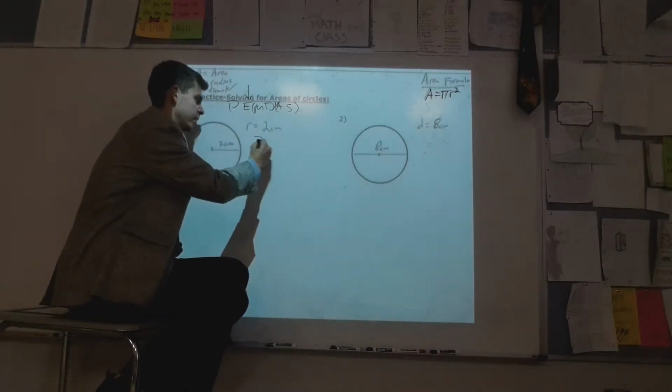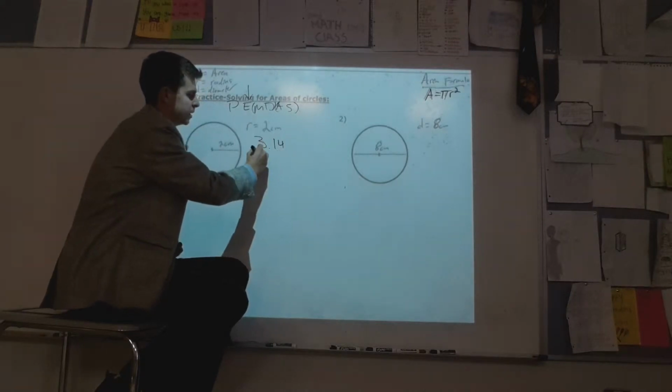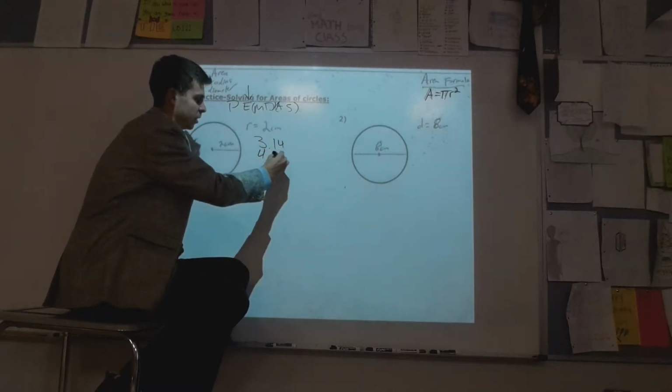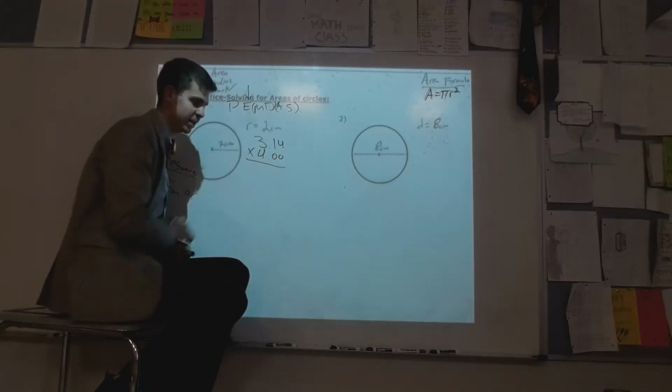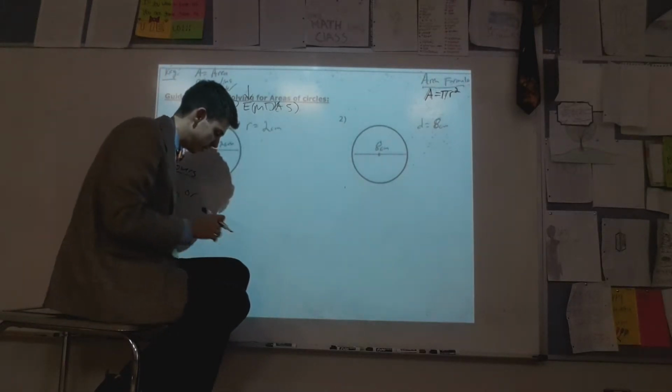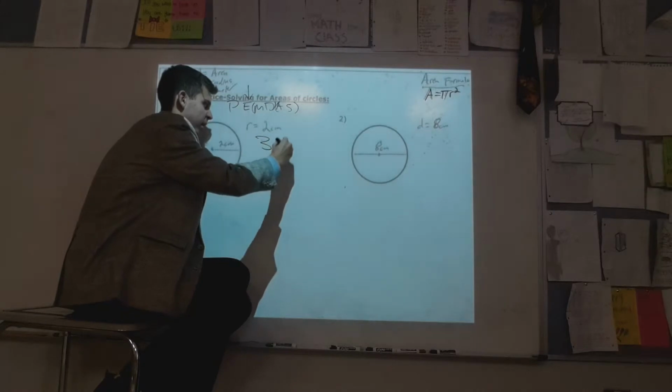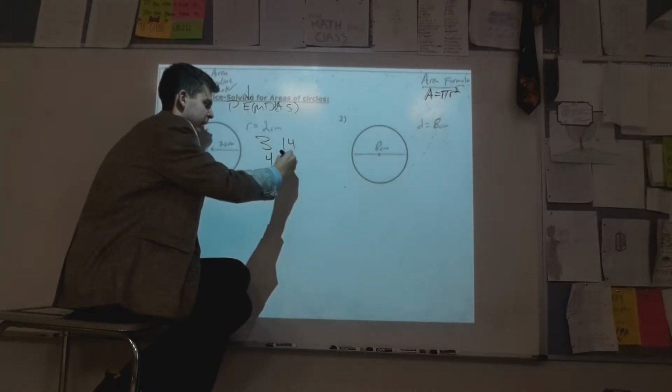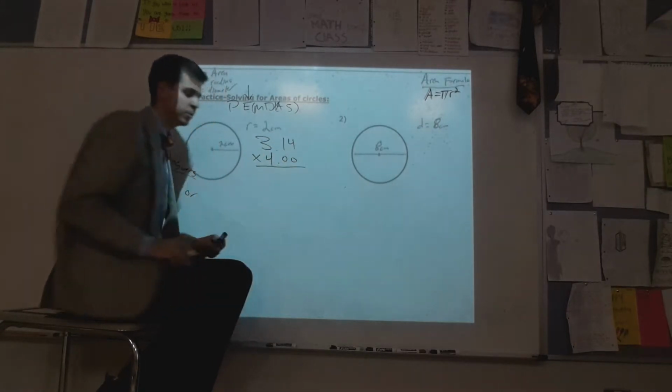So we have 3.14 times 4. Now notice how I'm aligning the decimal nice and neatly. And I'm going to rewrite this neater because I have to keep track of a lot of things. I've got to keep track of the places, the decimal point, and so forth.